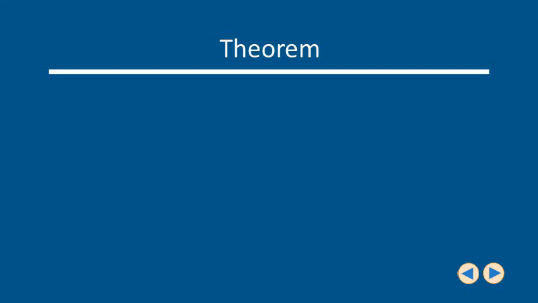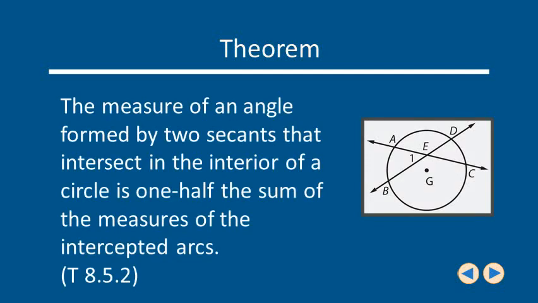So this leads us to our theorem at the top of page 377. The measure of an angle formed by two secants that intersect in the interior of a circle is 1/2 the sum of the measures of the intercepted arcs. So again, to find angle 1, I would add the measure of arc AB and the measure of arc DC, and then I would cut them in half, or in other words, I would average them.